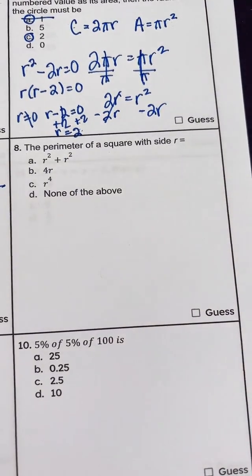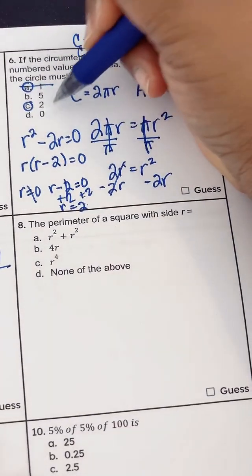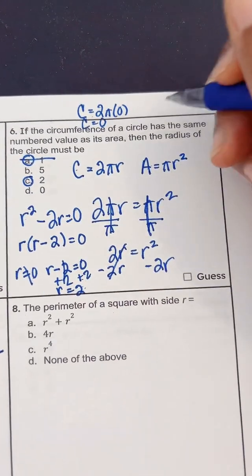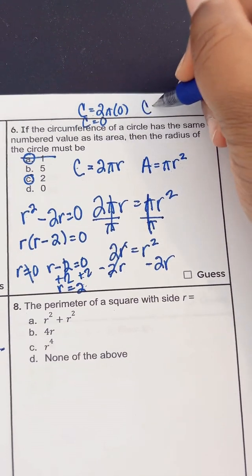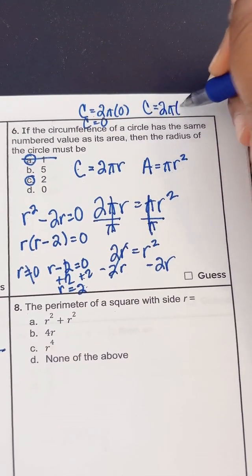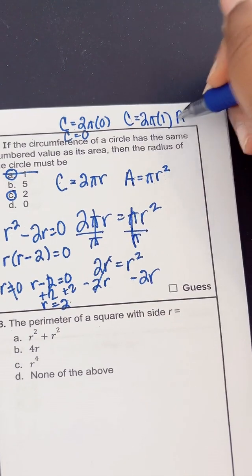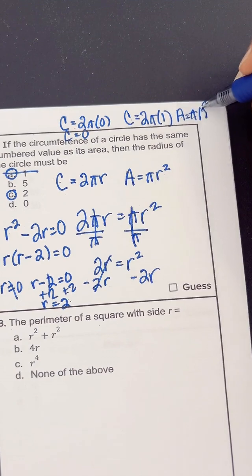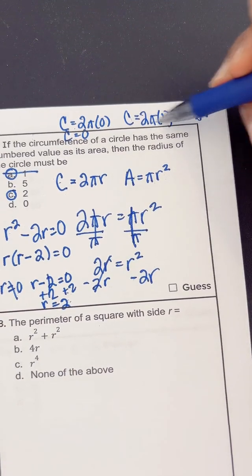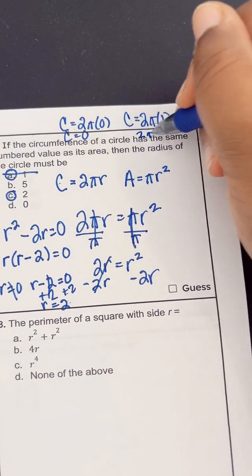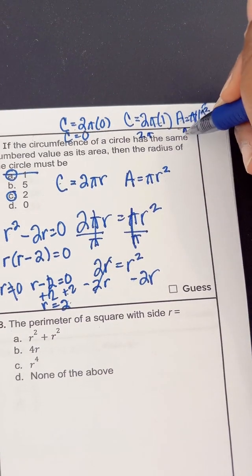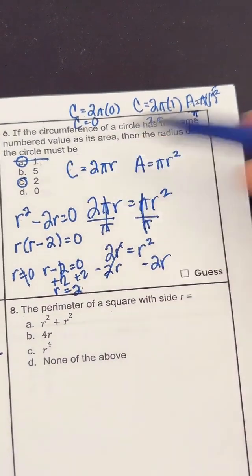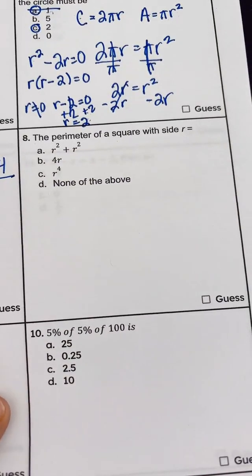Okay, let's go to the next, y'all. But yes, it is going to be C. Why 1 doesn't work, you guys? For those who were saying 1, let me tell you why it doesn't work. Because if we plug in 2 pi times 1 here, and then in the area, we put pi times 1 squared. See how this is 2 pi? And see how this is just 1 pi? Well, 1 pi doesn't equal 2 pi, and that's why 1 doesn't work.